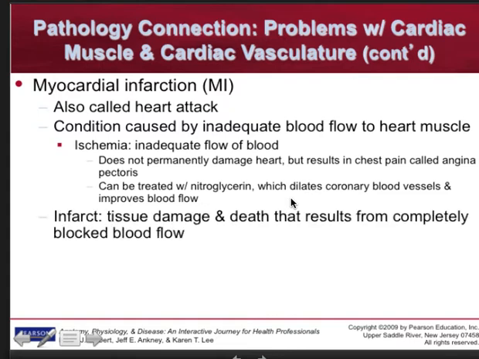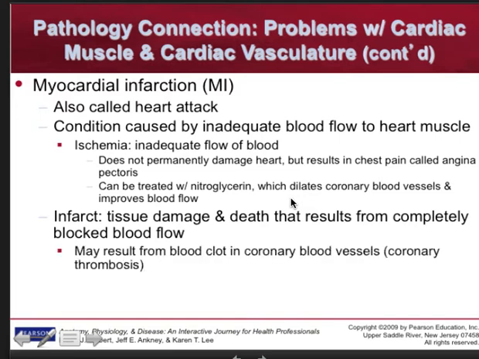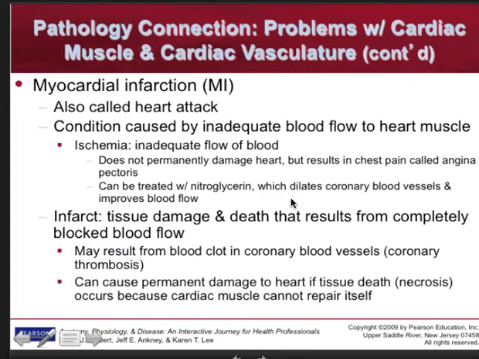An infarct is tissue damage and death that results from completely blocked flow, and it can result from a blood clot in the coronary blood vessels, also known as coronary thrombosis, and can cause permanent damage to the heart if tissue death occurs because the cardiac muscle is again unable to repair itself. And you're going to find this as a recurring theme in most muscle tissue. It lacks the ability to regenerate, so the damage tends to be permanent.